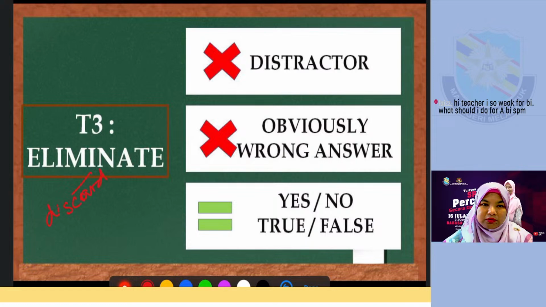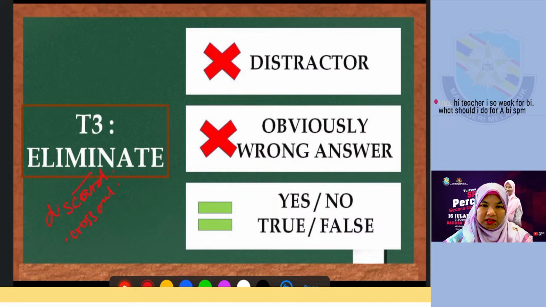Discard, or to simply put, it will be for you to cross out. Okay, what should you cross out? The first one that you need to cross out, or the one that you need to discard or eliminate, will be the obviously wrong answer.